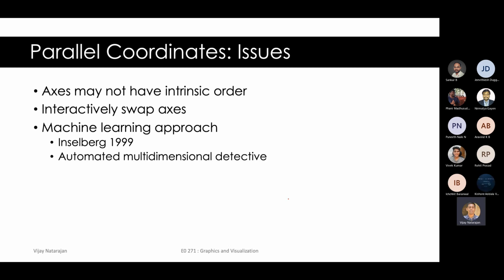Alfred Inselberg in 1999 came up with this idea of parallel coordinates, and soon within a few years he wrote a book that describes this entire idea together with the different variants. One approach that he proposes is to use some kind of a learning approach to even identify the axes orders. So he has built different visual analytic systems using parallel coordinates and has shown their use to solve many different problems. So he has a book.